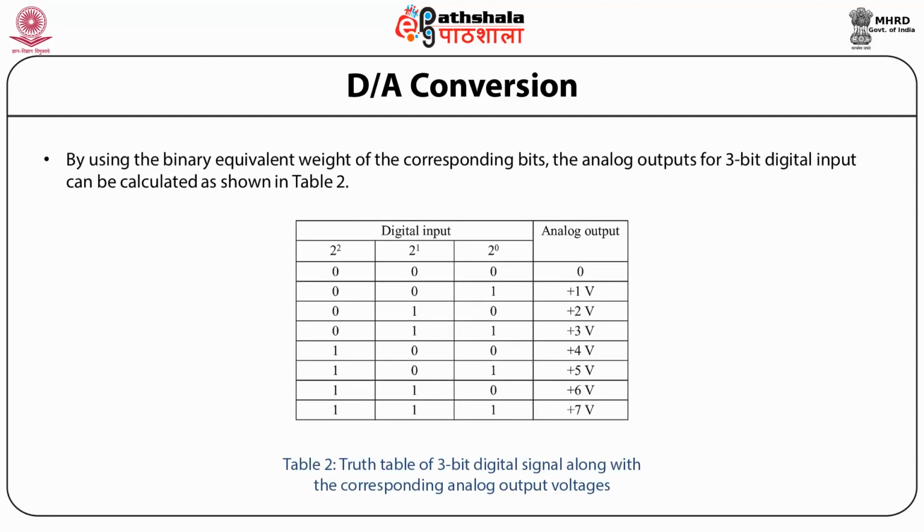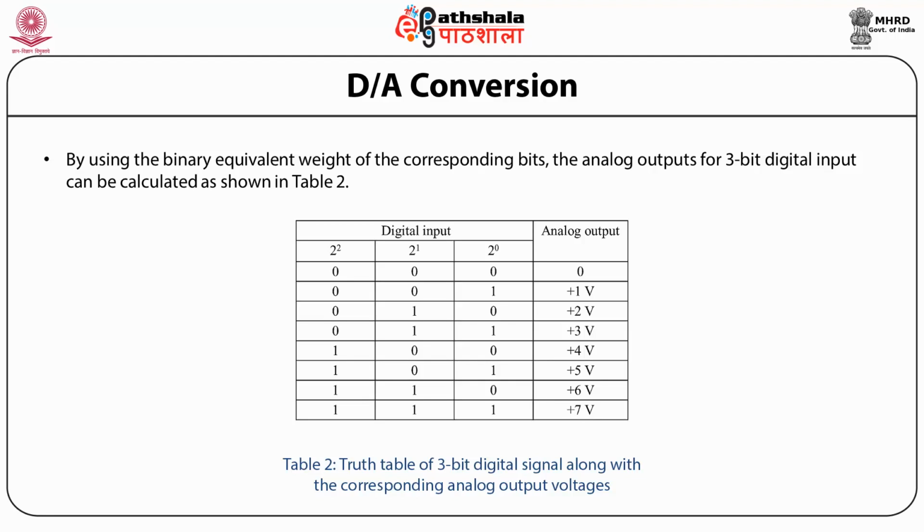In the following table, we have calculated the analog outputs for 3-bit digital input by using the binary equivalent weight of the corresponding bits. That is, let us say for an input of 001, then the binary weight corresponding to the 2 raised to power 0 bit is 1 by 7.